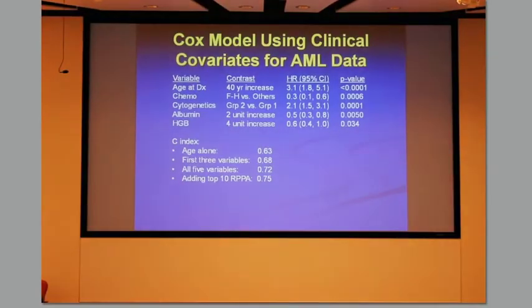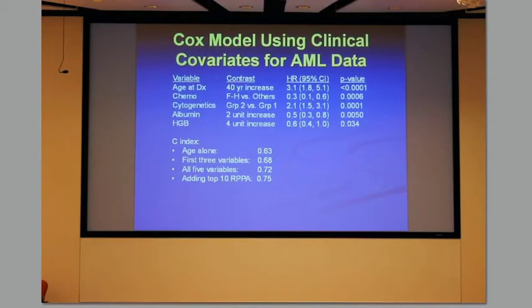Alright, so here's a typical way we present the Cox regression analysis. These are just some of the clinical variables included in the Cox model. So we have age, and we have the hazard ratio for a 40-year increase in age. I picked 40 because it's basically the interdecile range, so it's the difference in age between the 10th percentile and the 90th percentile.